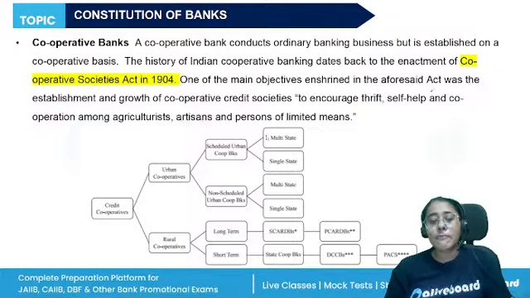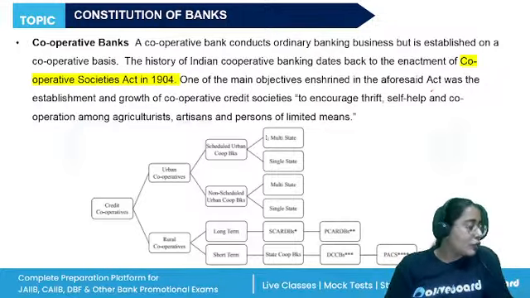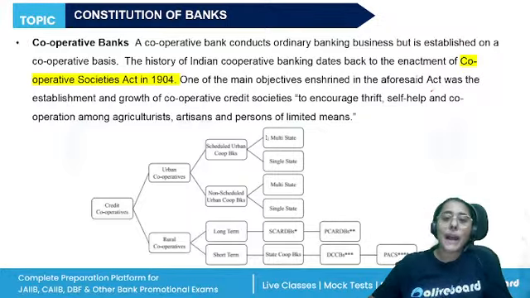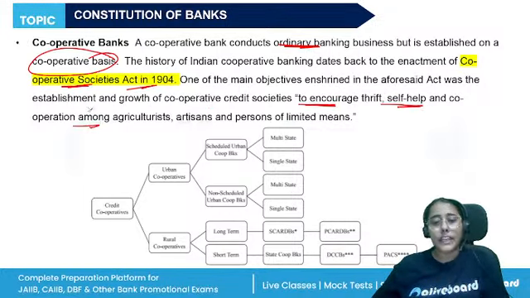Then cooperative banks are the cooperative societies who want to convert into a bank to provide loans. So cooperative banks conduct the ordinary business, but they are established on a cooperative basis. The history of Indian cooperative banking dates back to the Cooperative Societies Act of 1904. The main objective is to encourage thrift, self-help, and cooperation among the agriculturalists, small farmers, and so on. All right. So cooperative banks is also a category of banks in India.